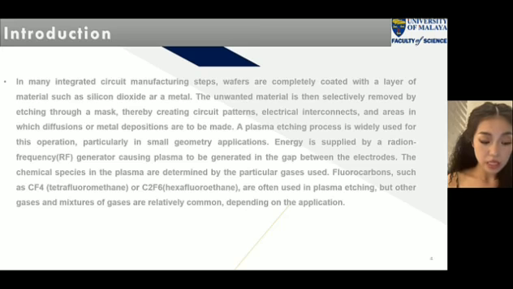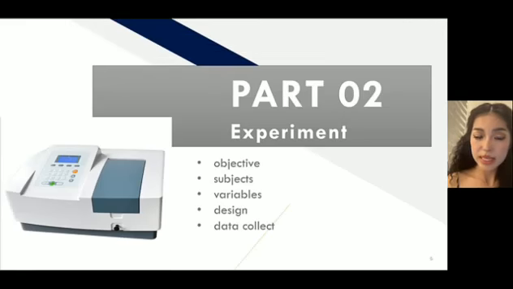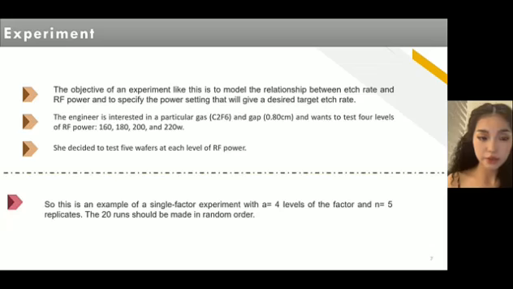Fluorocarbons such as C2F6 are often used in plasma etching. So the engineer is interested in investigating the relationship between the RF power setting and the etch rate for this tube. So the next part is the objective of the experiment.